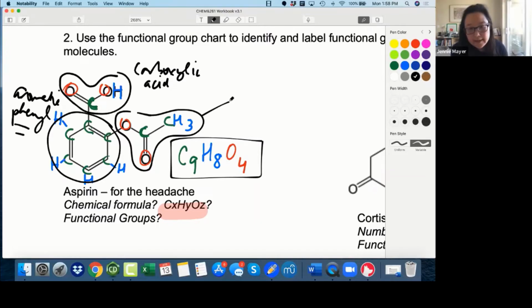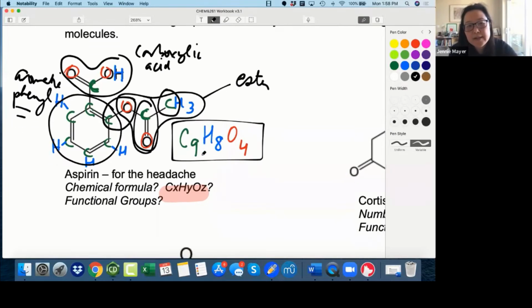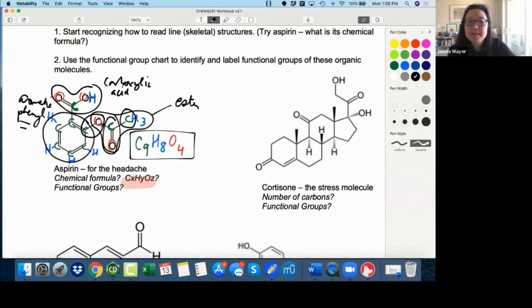And then this one here is an ester. It's an ester because it has the carbonyl group, with a carbon on one side and an oxygen carbon on the other side. If this was OH, it would be a carboxylic acid. Great, so we have 3 functional groups in this molecule.